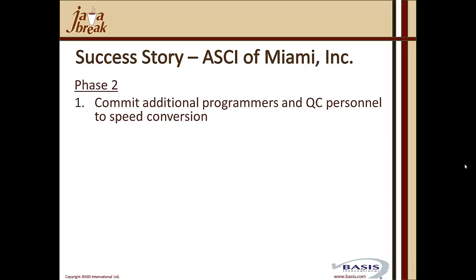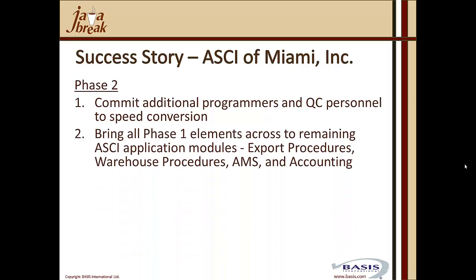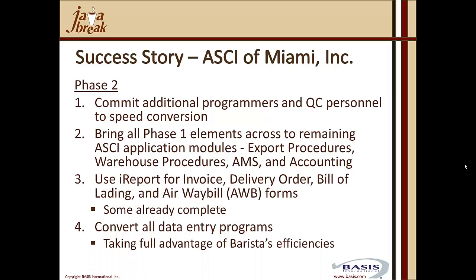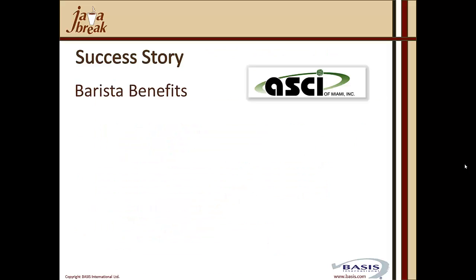So what's phase 2? Phase 2 is to commit additional programmers and quality control personnel to speed up the conversion, bring all phase 1 elements across to the remaining ASCI application modules, that's the export procedures, the warehouse procedures, AMS, and accounting, and to use iReport for invoice, delivery order, bill of lading, and airway bill forms. Some are already complete, some of them already been moved to iReport, and they'll also then convert all data entry programs, taking full advantage of Barista's efficiencies.